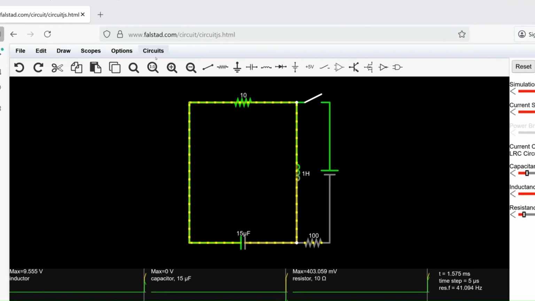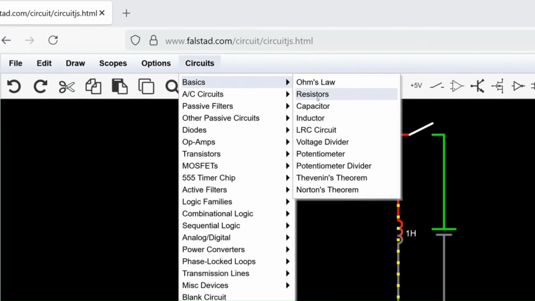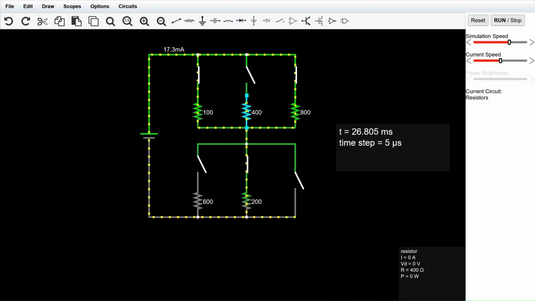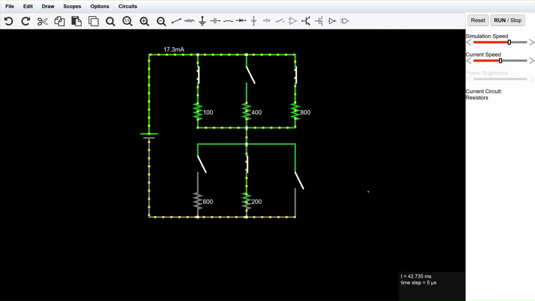Hello again, everyone. Welcome to the Falstad Resistors simulation. But why do we even need resistors? The combination of resistors in a circuit determines how much current flows through it. And based on that, the voltage across each resistor also changes. A resistor limits current by opposing the flow of electrons. When voltage pushes current through a circuit, the resistor creates resistance, like friction for electricity. The higher the resistance, the harder it is for current to pass, so less current flows.